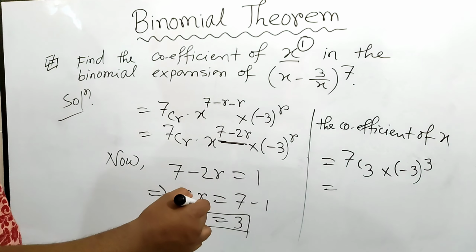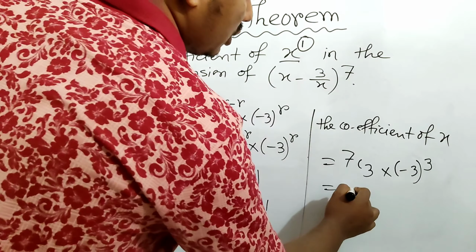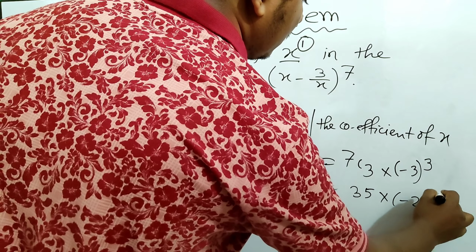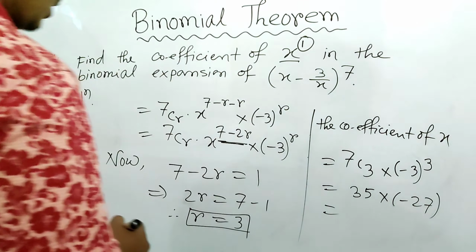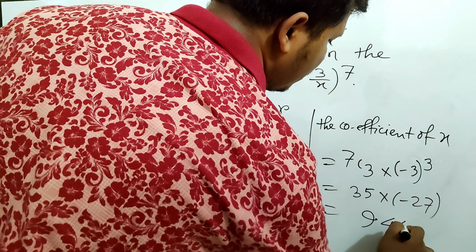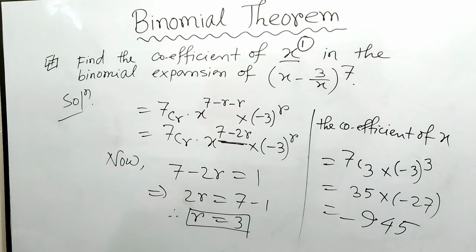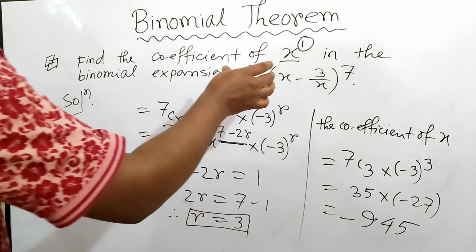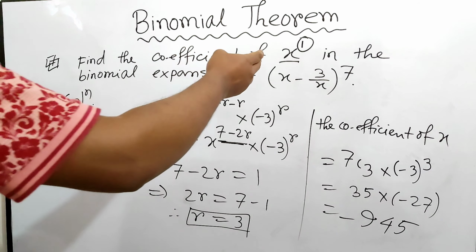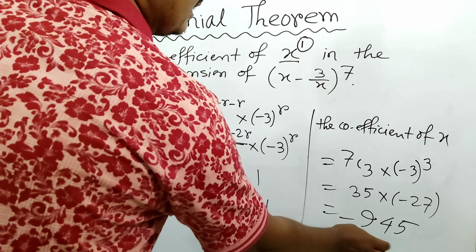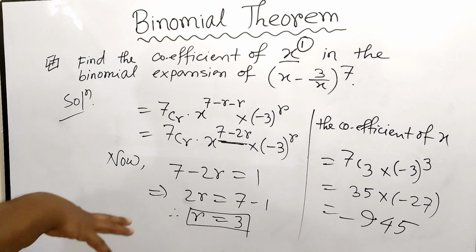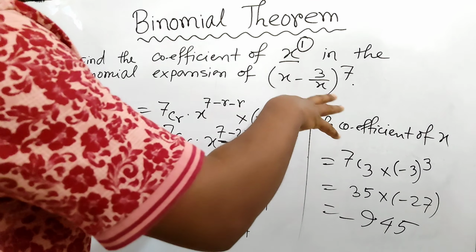So you can use the calculator. If you use the calculator, it should be 35 multiplied by negative 27. Now if you do the multiplication of these two, then it should be negative 945. That means in the expansion of (x minus 3 over x) to the power 7, the coefficient of x should be negative 945. So look, by using this general rule, it is quite easy.